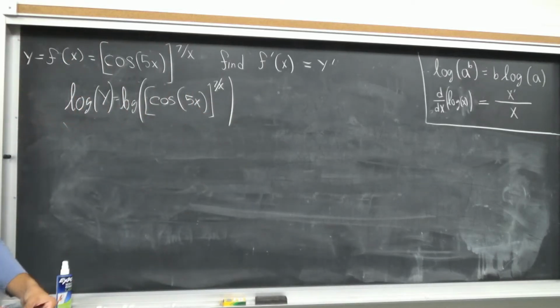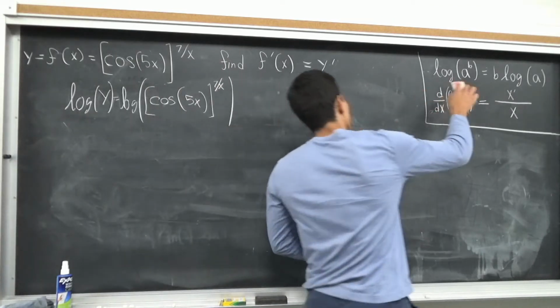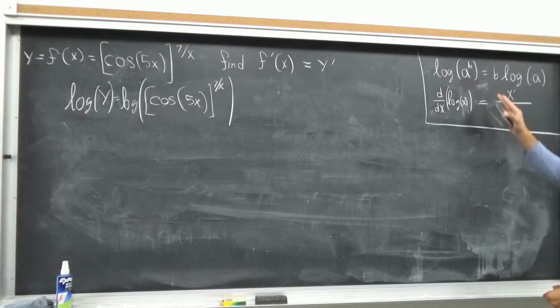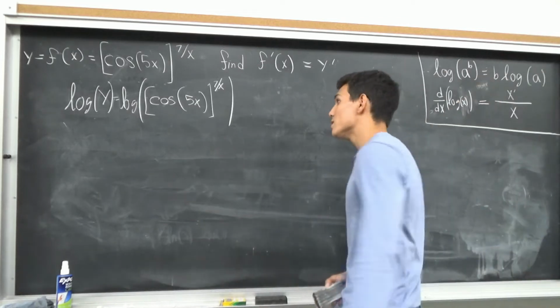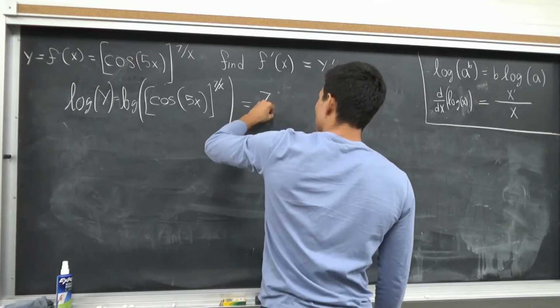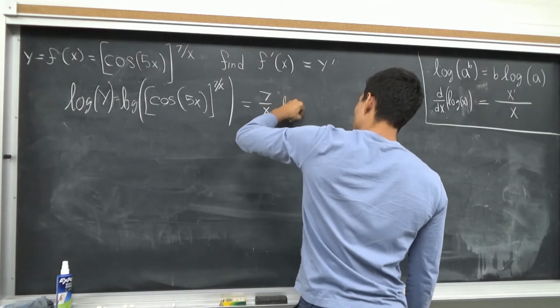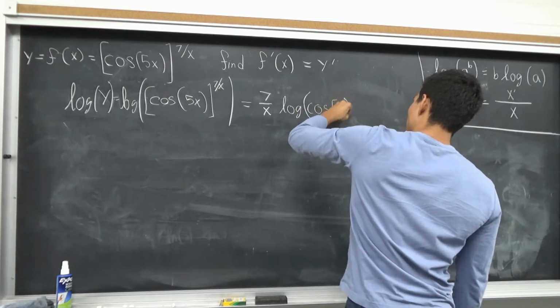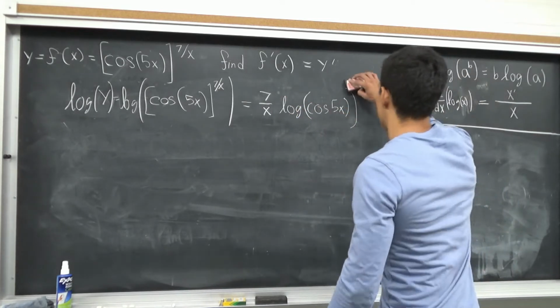Why do you want to do that? You want to do it so you can use this really nice rule that makes everything easier. If you take the log of both sides, then you can rewrite this guy as 7 over x log cosine 5x.